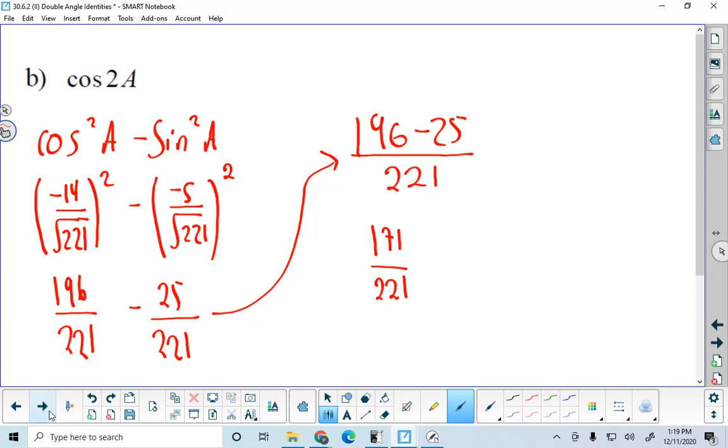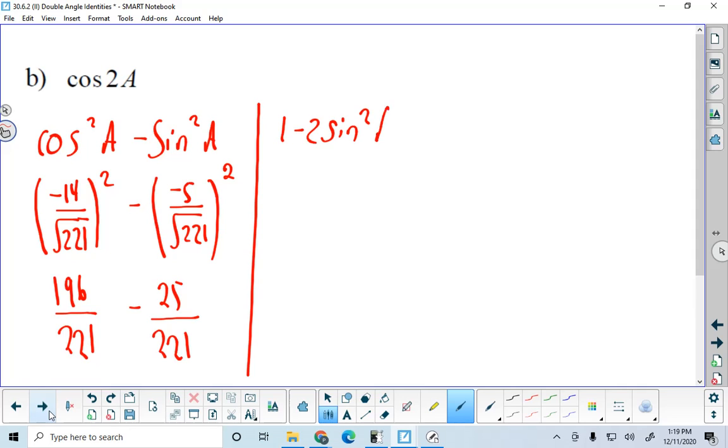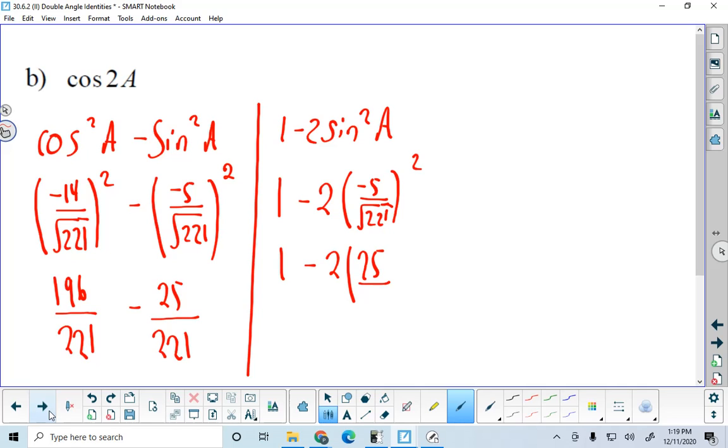Hey, don't worry about C just yet. I have one more thing I want to address here for B. So it's 171 over 221. We can remember that, or I can anyway. You've got it written down so you don't have to remember it. What if you did this? We've claimed that cosine of 2a is also equal to 1 minus 2 sine squared. So we would have 1 minus 2 times the square of the sine, which is negative 5 over root 221. Gives us 1 minus 2 times 25 over 221.